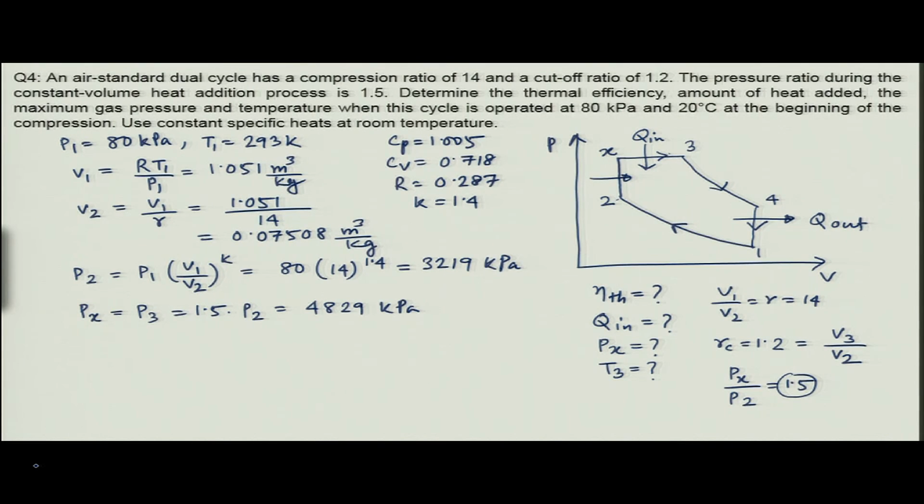The temperature at the end of the compression stroke, T2, can also be found. So, T2 is equal to T1 multiplied by V1 upon V2 to the power of k minus 1. So, T1 is known, 293 Kelvin, V1 upon V2 is 14 to the power of 1.4 minus 1. So, you will find T2 as 842 Kelvin.